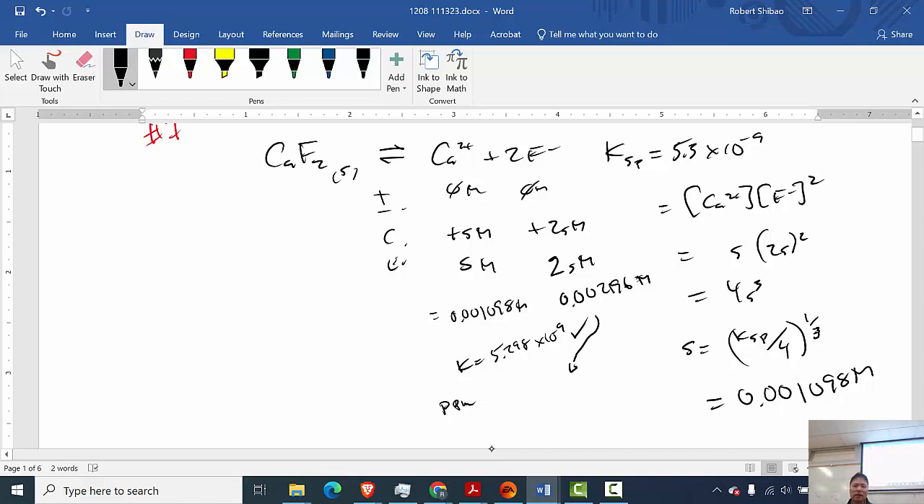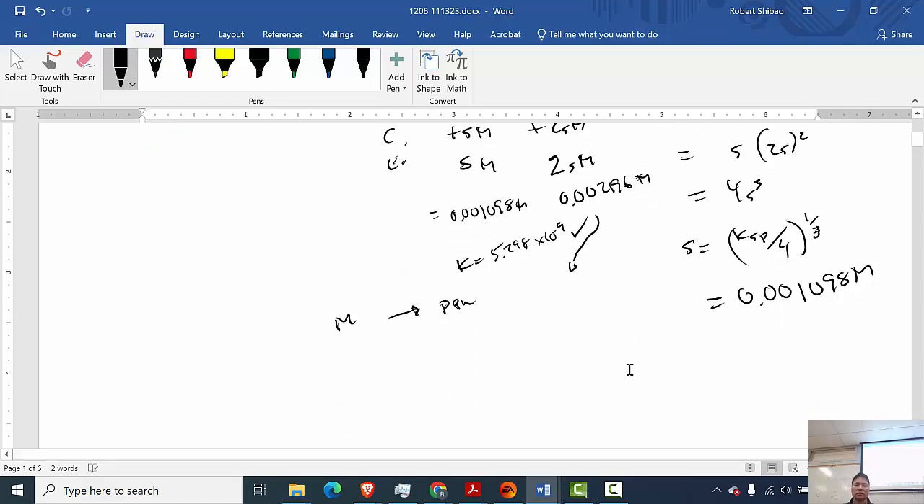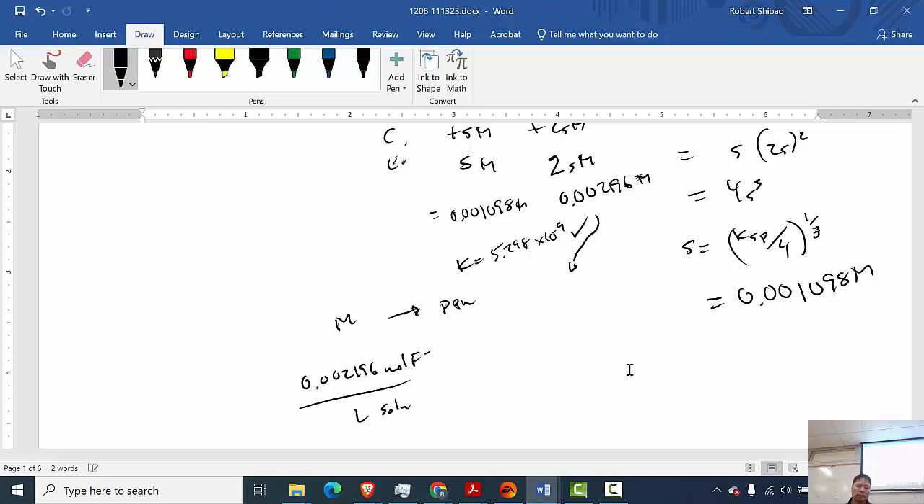So now I'm going to do a ppm. So I need to go from molarity to ppm. So I'm going to try to use dimensional analysis for that. And so I have 0.002196 moles of fluoride per liter of solution. Parts per million is in grams. So I need to know how many grams of fluoride I have. And so fluoride is 19.00 grams per mole. And then I'm going to go from liters to grams of solution. And so I'll go to milliliters, 1,000 milliliters per liter.